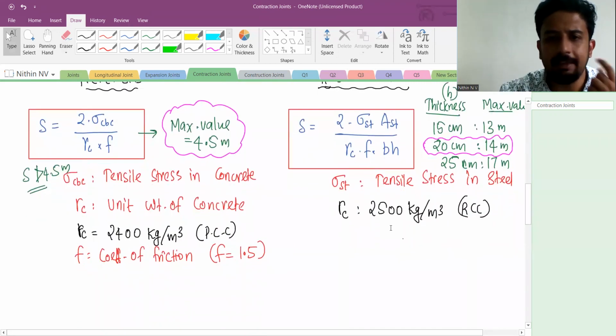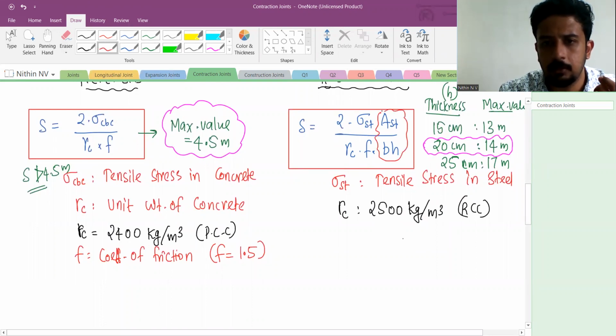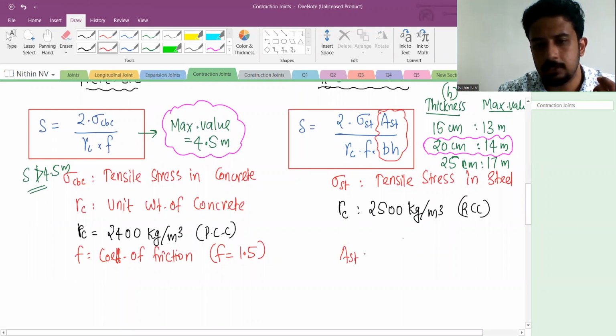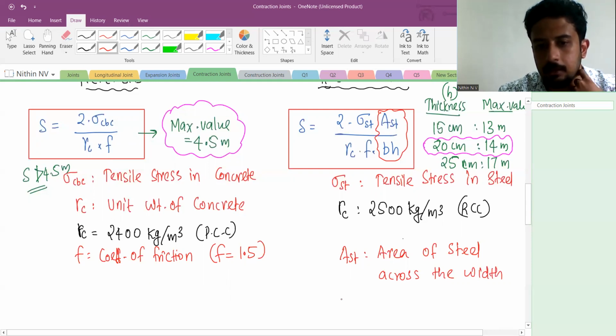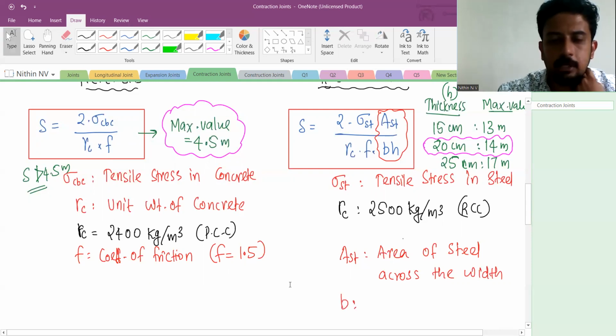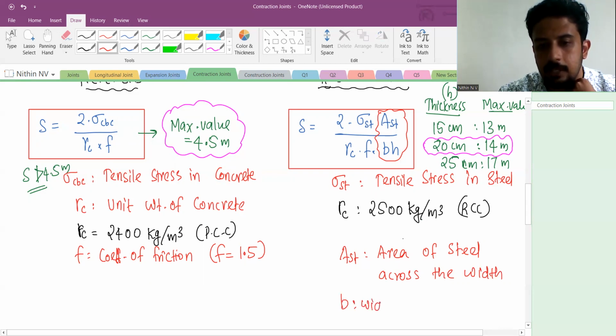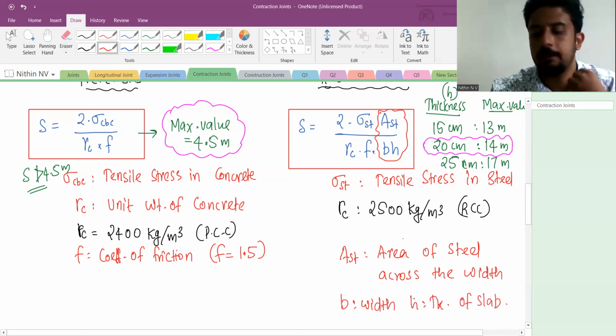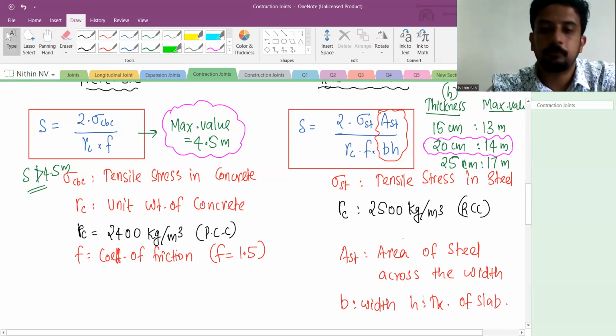Suppose after calculating, this is a 20 centimeter slab. This B and H, these extra terms we haven't defined yet. So this AST is nothing but the area of steel across the width of slab, and we can do a problem, you will understand it clearly. B stands for width of slab, and H stands for thickness of slab.